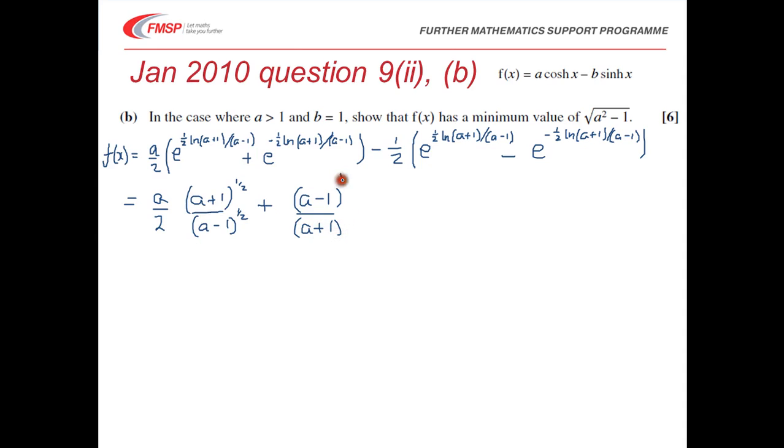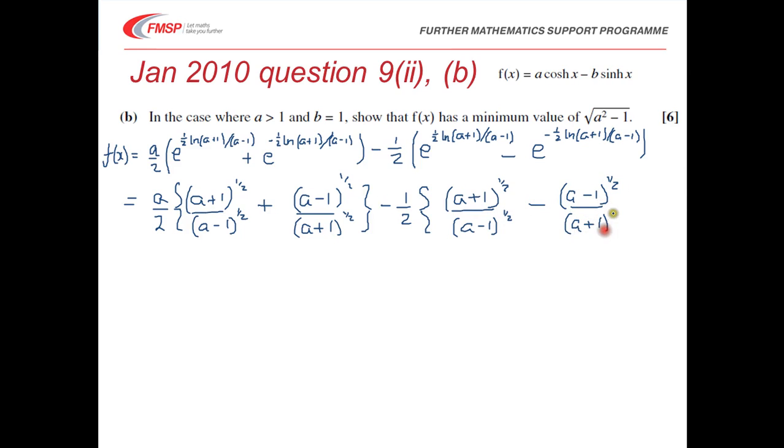So it'll be a plus 1, again both to the power of a half. And we still have the a over 2 outside the bracket. And then we'll do the same thing over here. We'll have a plus 1 to the power of a half over a minus 1 to the power of a half. And this time it's a minus, so it'll be a minus 1 to the power of a half over a plus 1.